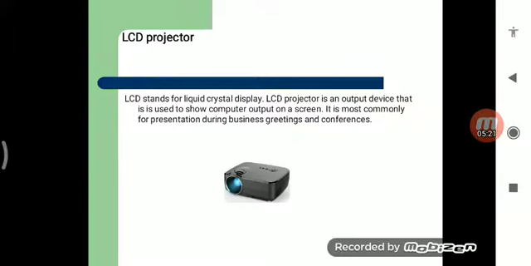Now, LCD projector. LCD stands for liquid crystal display. LCD projector is an output device that is used to show computer output on a screen. It is most commonly used for presentations during business meetings and conferences. So LCD is a liquid crystal display and it is used for a big screen. If you want output on a big screen, then you can use an LCD projector.